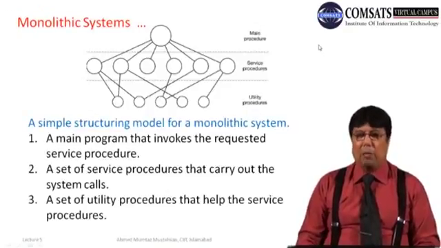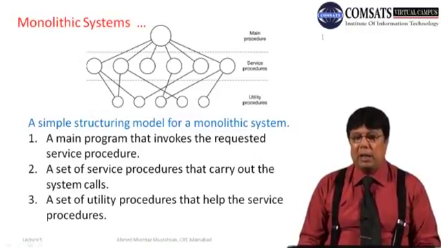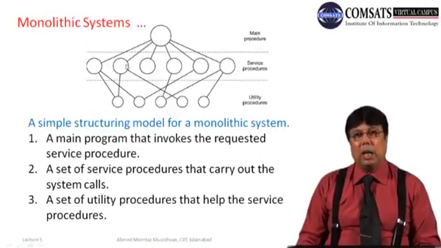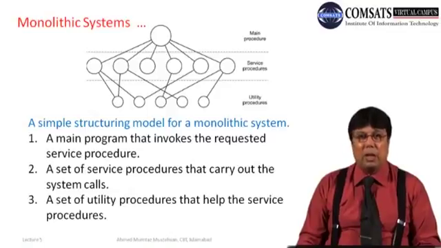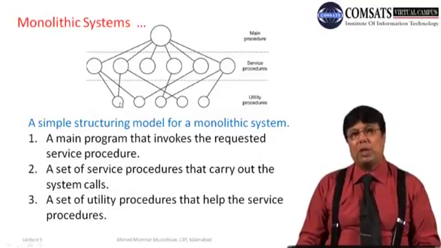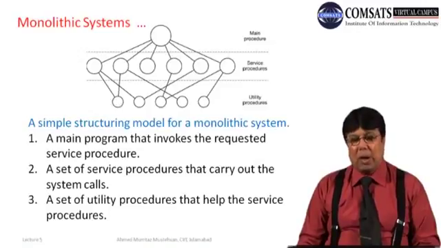So even in this monolithic system, we can see that the main procedure requests some service. What it will do is call some service procedures. You might have a number of service procedures, and then these service procedures will generate or call the utility procedures. So they will generate the interrupts, and they will call the system call, and then the service procedure might request different utility procedures to provide the service.